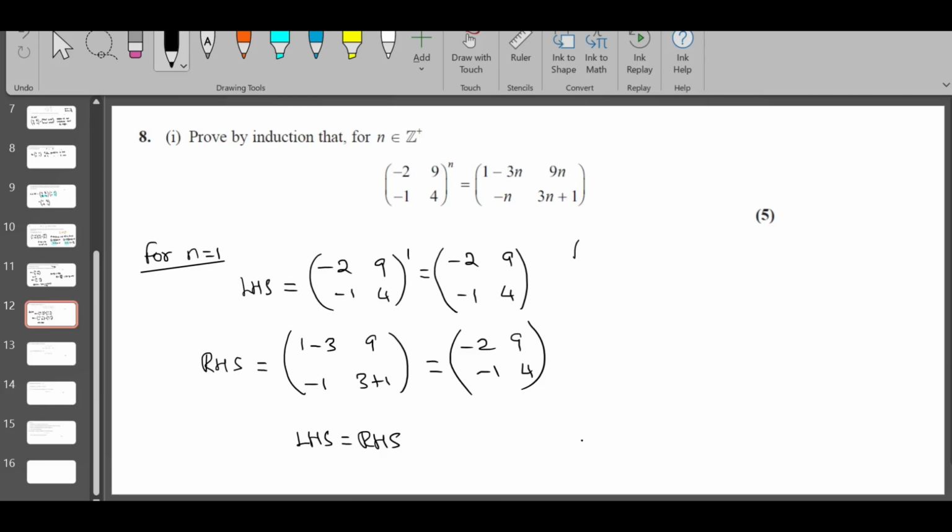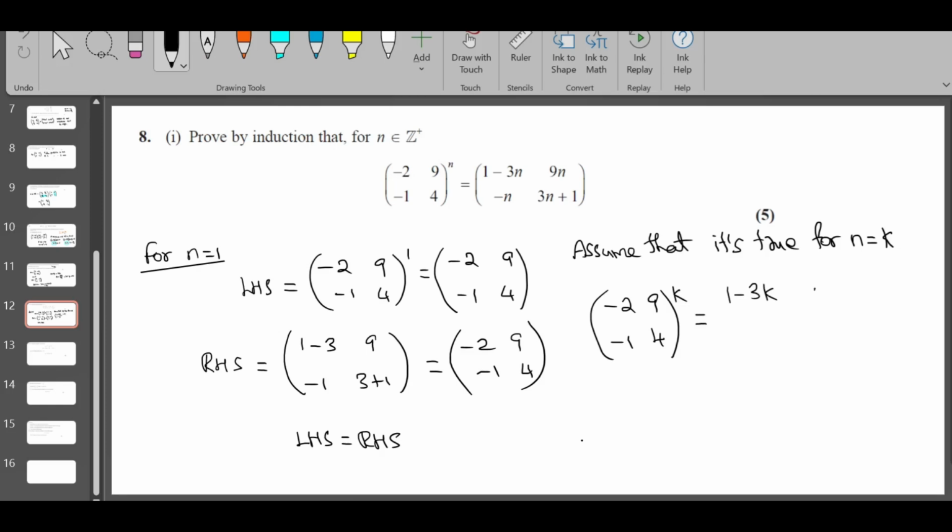Step 2, assume that it's true for n is equal to k. You need to assume that it's true for n is equal to k. So replace n with k in the whole equation. So [-2, 9; -1, 4] to the power k is equal to [1 - 3k, 9k; -k, 3k + 1]. That's step number 2.